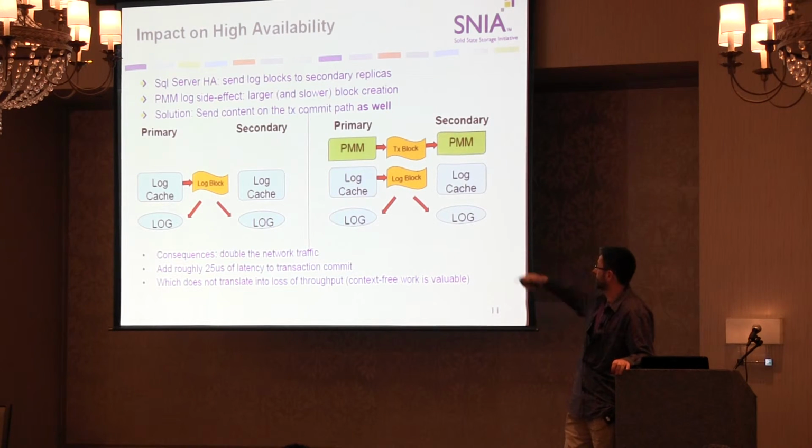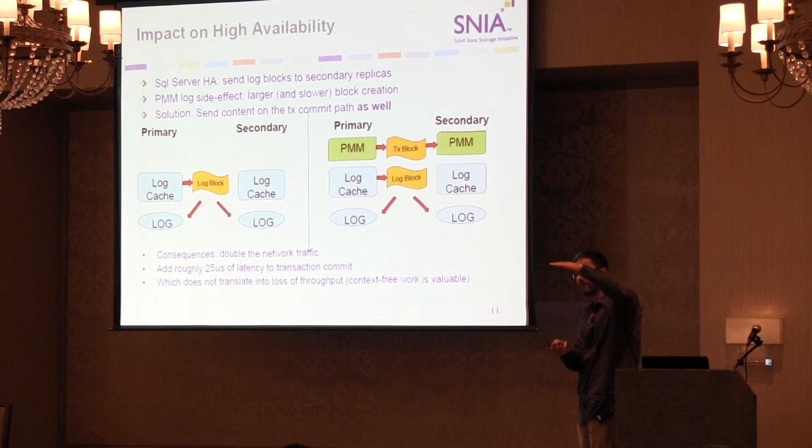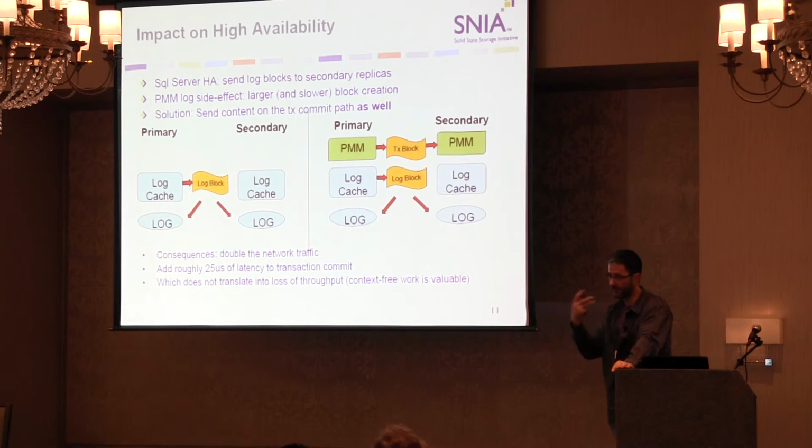The solution for us is to send the traffic from the transaction commit path, so above the log block formation. So as transactions commit, gather all of the records that pertain to one particular transaction and put them on the wire immediately. This is the layer right above. Put them on an RDMA pipe and immediately send them.